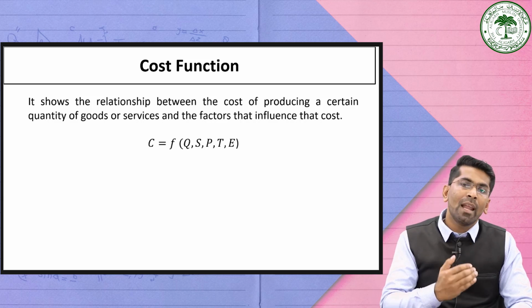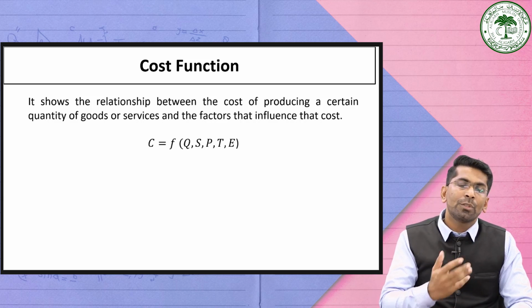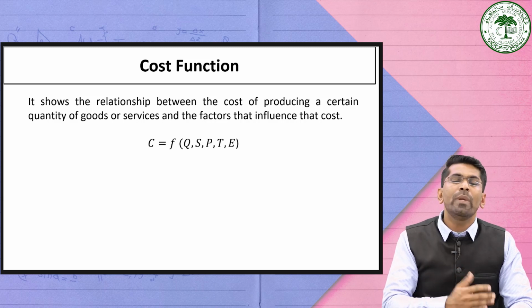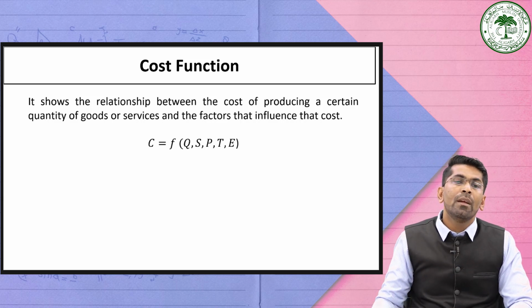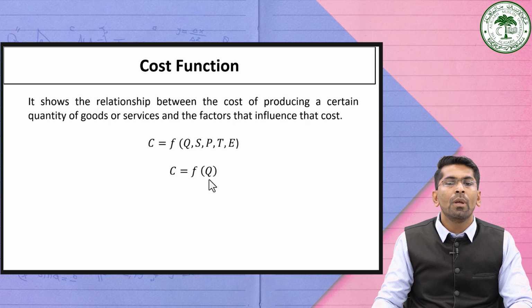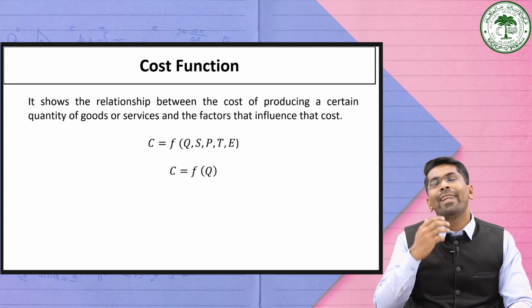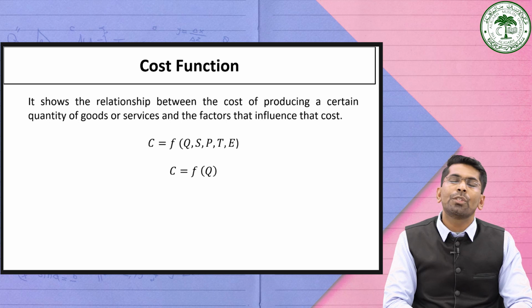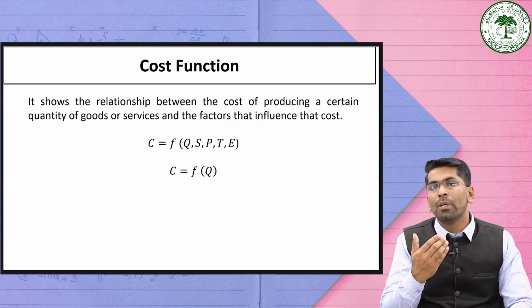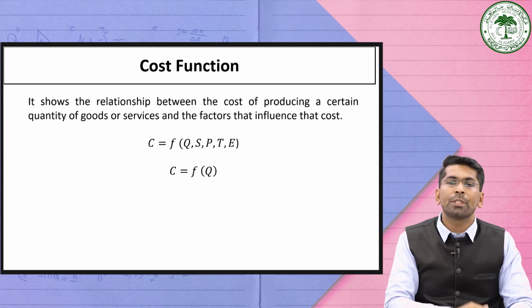When other things like the technology, cost of production, etc. are assumed constant, we can say that cost is a function of output. The total cost is equal to a function of Q, where Q is nothing but the quantity of output which the producer is going to produce in the market. So it shows that there is a direct relationship between cost and output. That means the higher the output of the firm, the higher will be the cost of production.